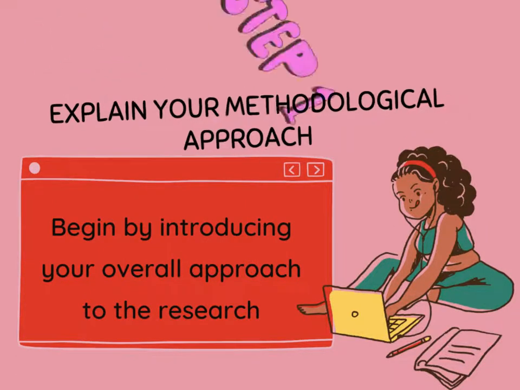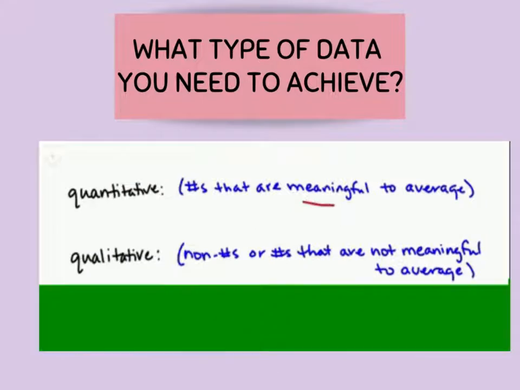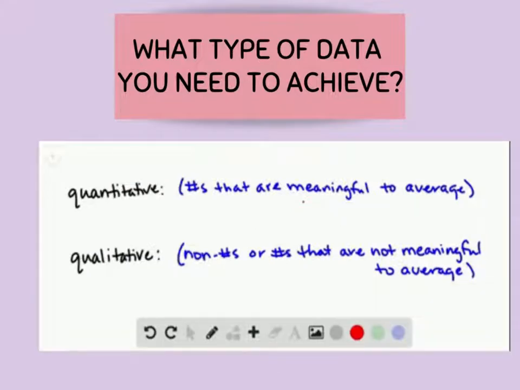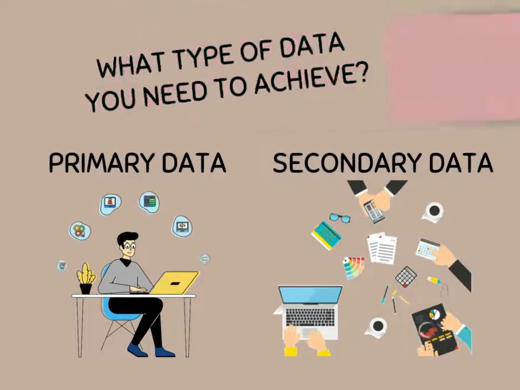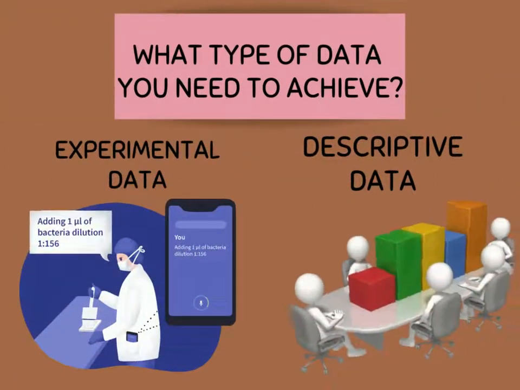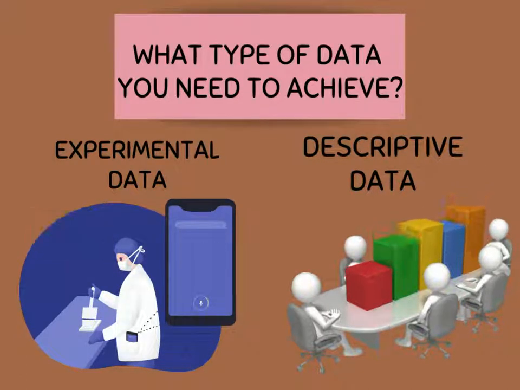And what type of data did you need to achieve this aim? Did you need quantitative data that is expressed in numbers or qualitative data that is expressed in words? Did you need to collect primary data yourself, or did you use secondary data that was collected by someone else? Did you gather experimental data by controlling and manipulating variables, or descriptive data by gathering observations without intervening?